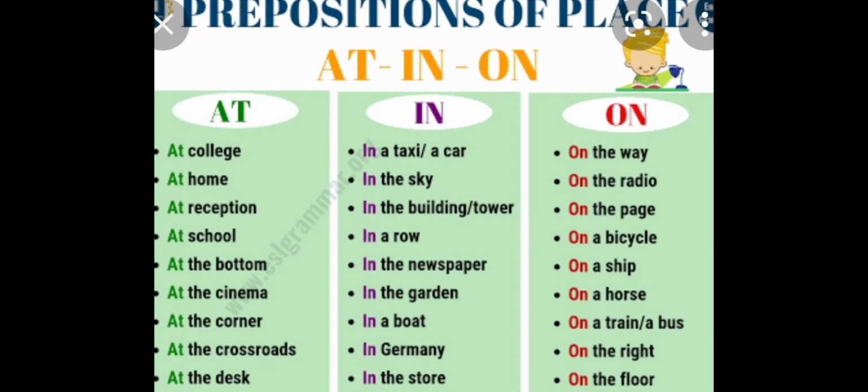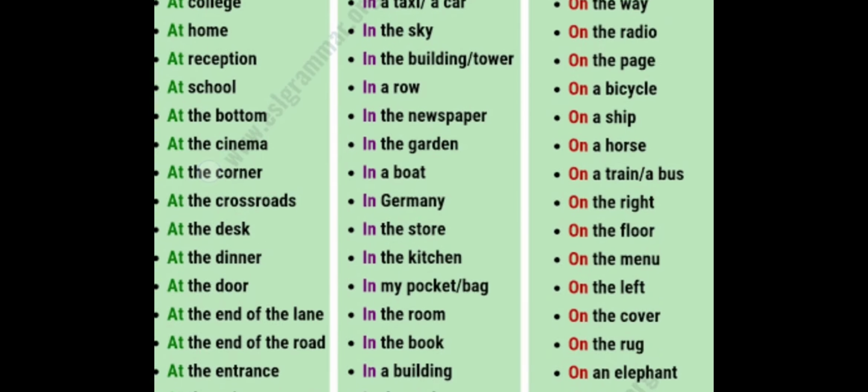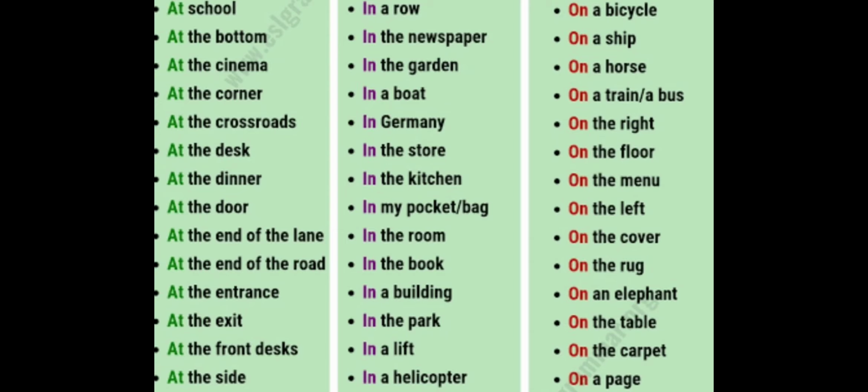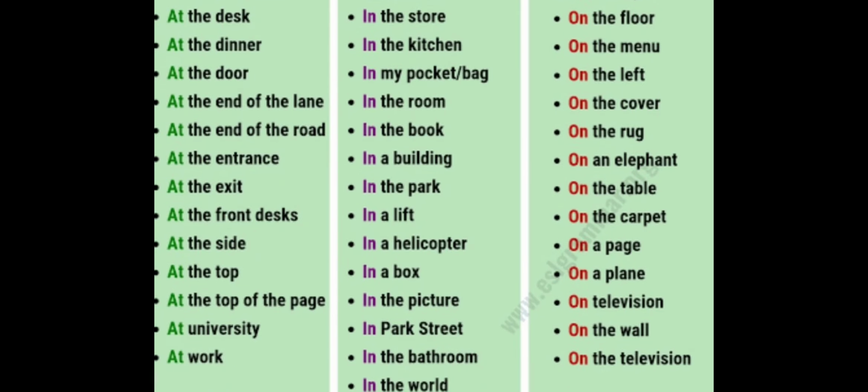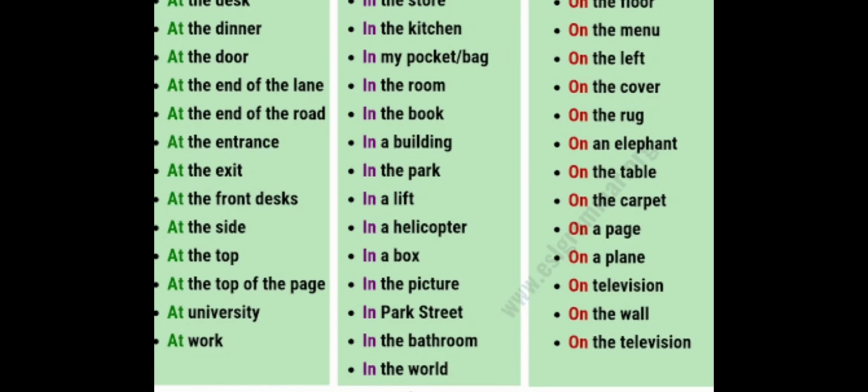ये बहुत आसान है। In the taxi यानी टैक्सी में, यानी कि उसकी चारों तरफ बंद होती है, या एक कार जहाँ चारों तरफ बंद होगा और इसके अंदर हम in कहते हैं। In the सिकाई यानी कि सिकाई में, सिकाई पर नहीं, सिकाई में। In the building में या tower, in a row यानी कि row में। In the newspaper, इसी तरह newspaper में। In the garden, in a boat, in Germany, in the stove, in the kitchen, in my pocket or bag, in the room, in the book, in a building, in the park, in a lift, in a helicopter, in a box, in the picture, in the park street, in the bathroom, in the world.